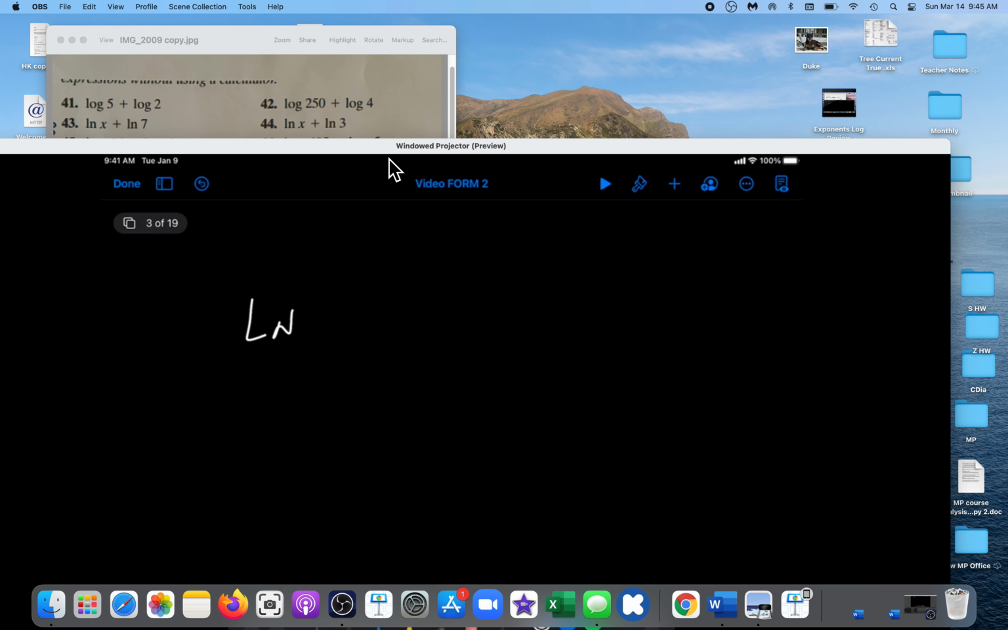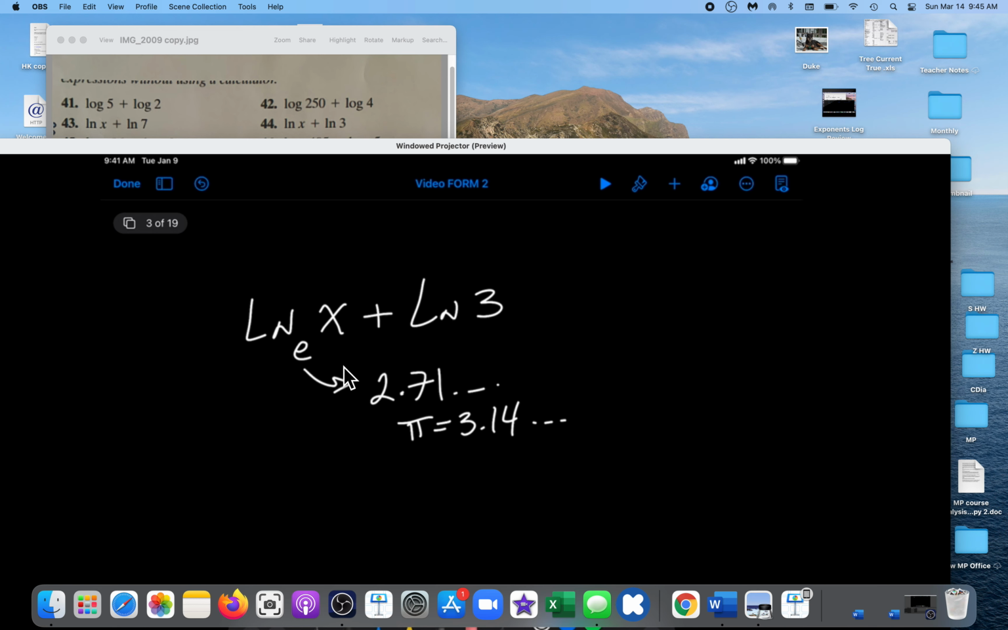So ln is the natural log. Don't forget it has the base e, which is Euler's number, which is about 2.71. It's a constant, just like pi equals 3.14. These are both irrational numbers. They go on forever. E is 2.71. It has to do with continually compounding interest, which we'll cover in the next week or so. ln 3 can be evaluated with a calculator, but that's not what they're after here. They want you to condense these.